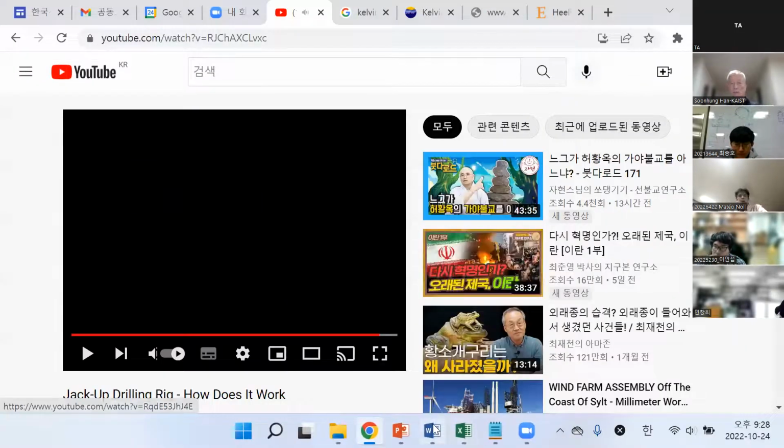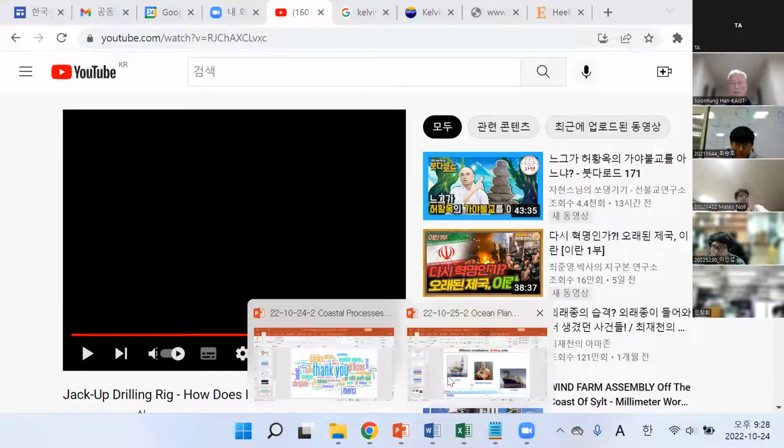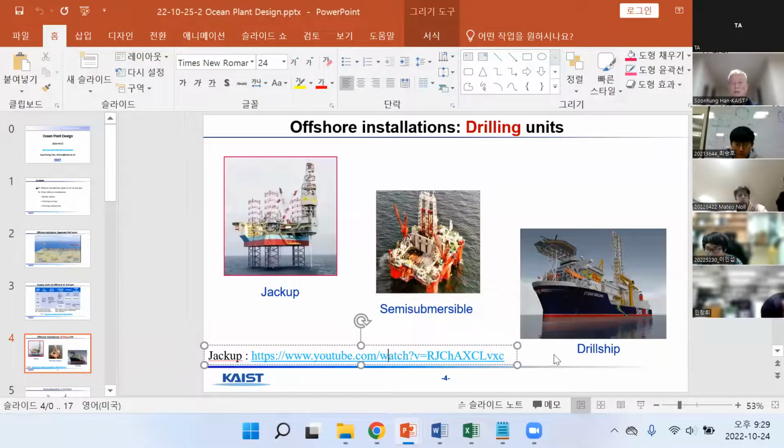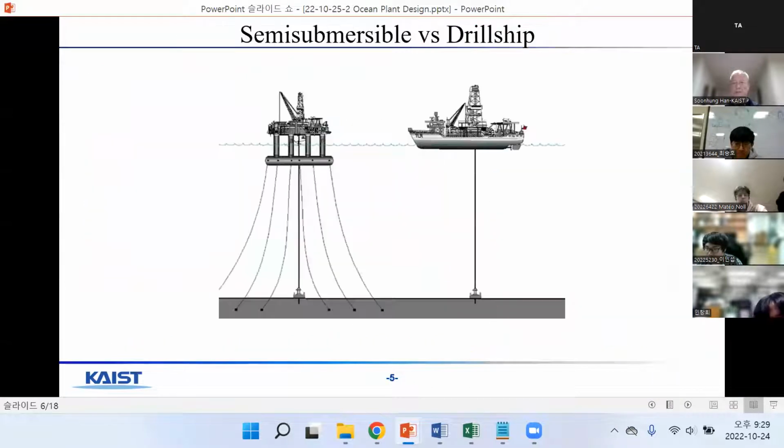This is how the jackup style offshore structure is installed at the beginning. So this one is the jackup style. Then this is a semi-submersible type. It looks like it is floating with many mooring lines. And this straight black one is the drilling pipe or riser. And the drill ship is a similar one, but looks more ship-like in shape. But the function is very similar.